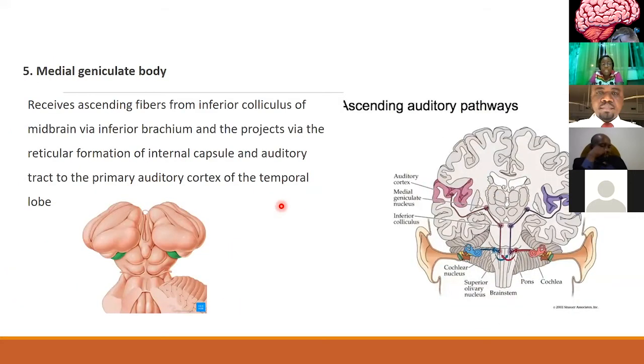As for the medial geniculate body, it is found next to the lateral geniculate body. It receives ascending fibers from the inferior colliculus of the midbrain via the inferior brachium and sends projections via the retrolenticular part of the internal capsule and the auditory radiation to the primary auditory cortex of the temporal lobe.